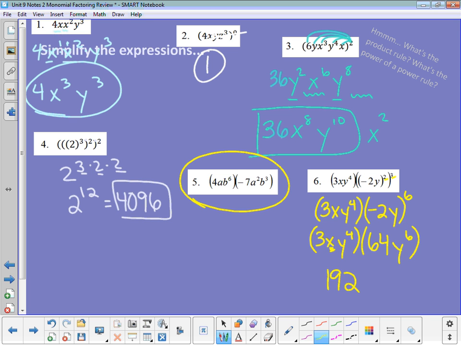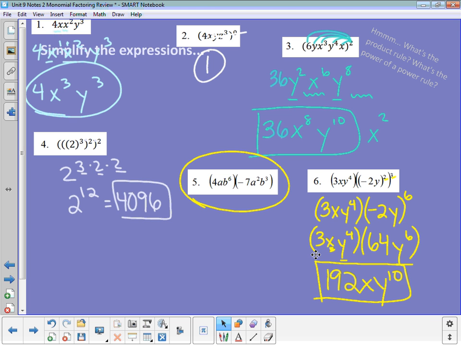The x is by itself, so that's just going to stay x to the first. And y to the fourth times y to the sixth is y to the 10th. So I have 192 times x times y to the 10th. Okay, now let's look at some division with these things and do some practice there.